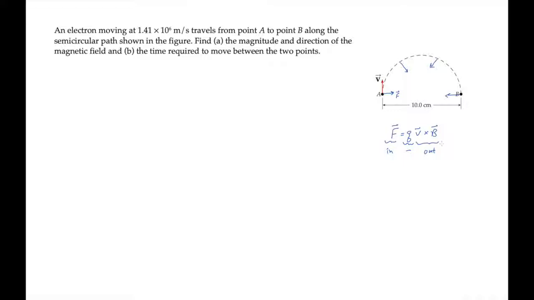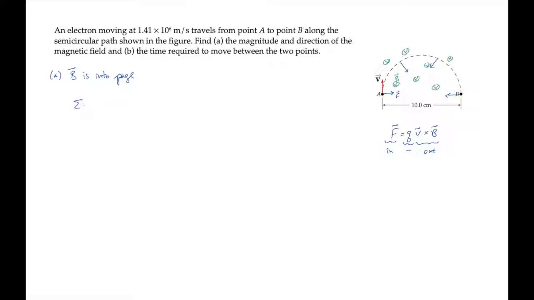Because the force and the velocity are in the plane of the screen, the magnetic field must be perpendicular to it. The right-hand rule shows us that V cross B is outward when the magnetic field is into the screen or into the page. I'll draw it in green like this. So we know that the magnetic field is into the page or into the screen, and now we can find the magnitude of it.